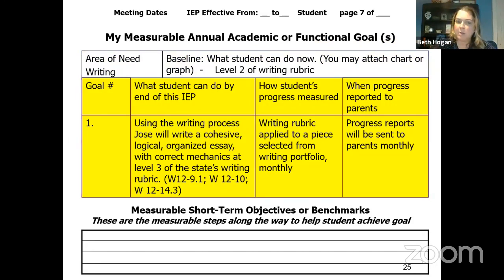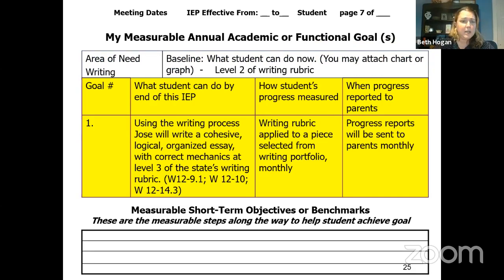So you've got your goal number, and the goal numbers are important because as we go through this, Anne's going to go through services and things like that, and the services will have which goals they're tied to. So just keep in mind that the goal numbers will be important through this process. What can the student do by the end of this IEP? Remember that this IEP is a 12-month long document.